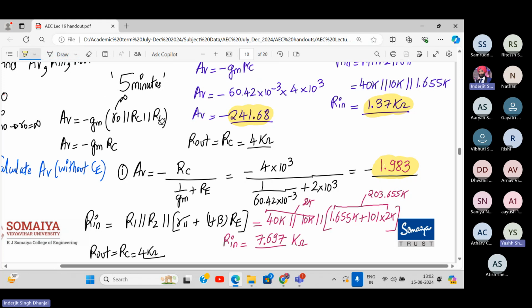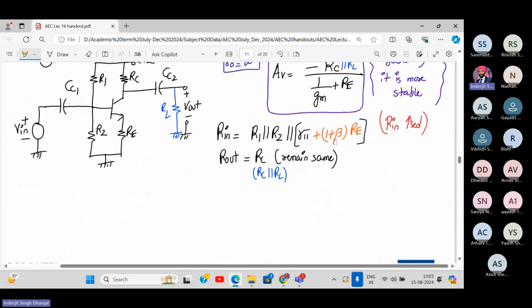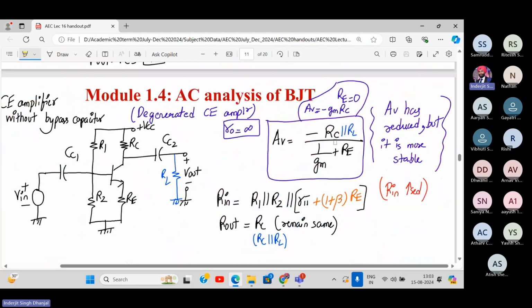Okay. So the I point is also the same. The point being, Rn has increased, yes or no? And Rn increasing means it's a good thing for a common emitter amplifier. But the problem is the gain is reducing. That's the only thing which we have. So the degenerated common emitter amplifier, the rest of all is the same.